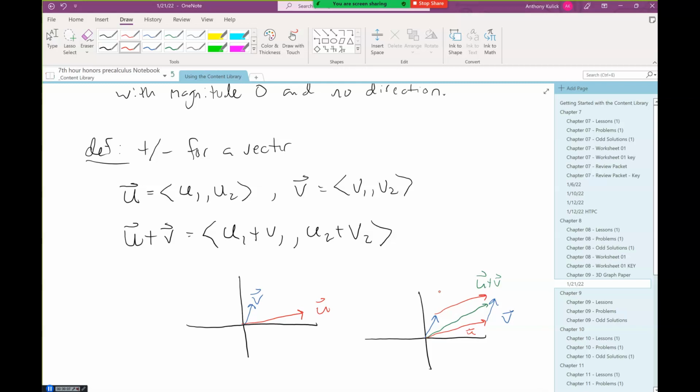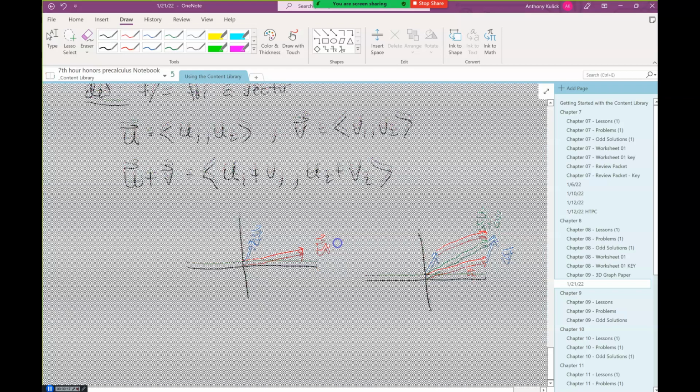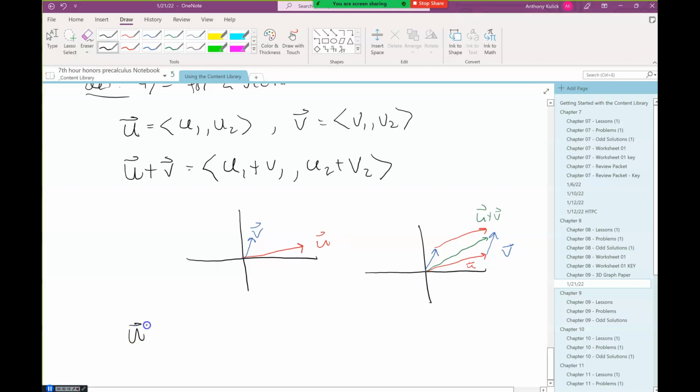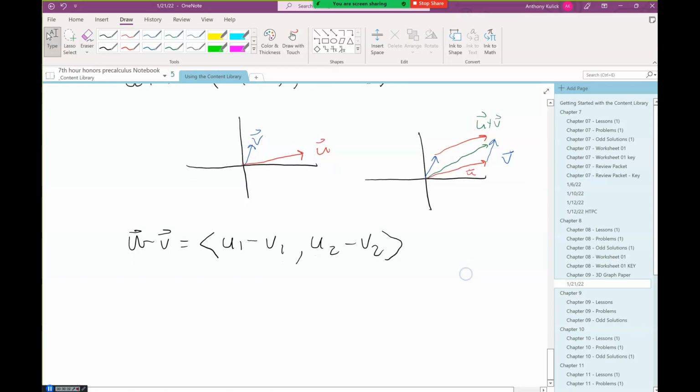Parallelogram is the one you're searching for, yeah. But we know the diagonals of a parallelogram are congruent, so no big deal. And then similarly, vector subtraction is going to work exactly the same way, where we can just subtract the vectors component-wise. No big deal.